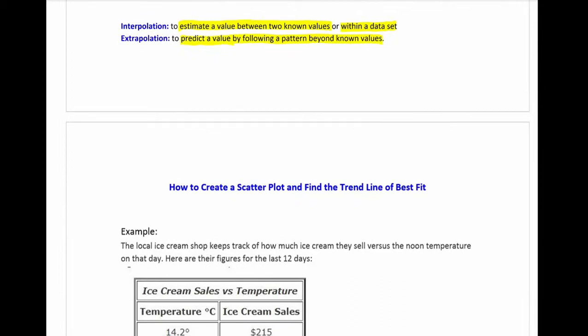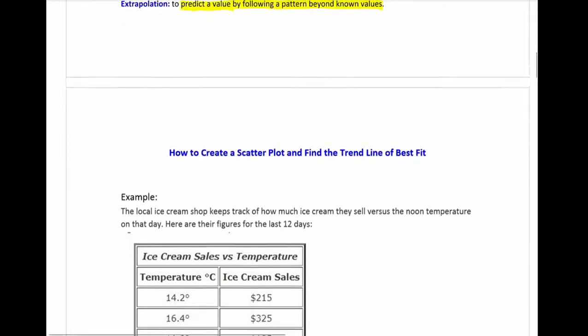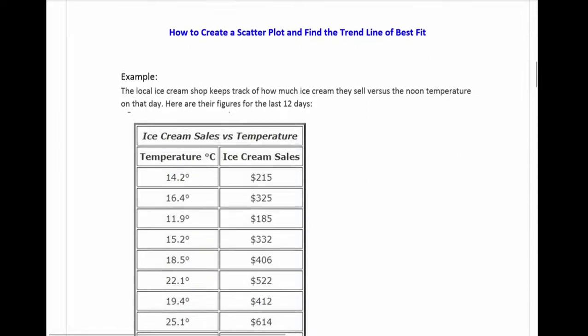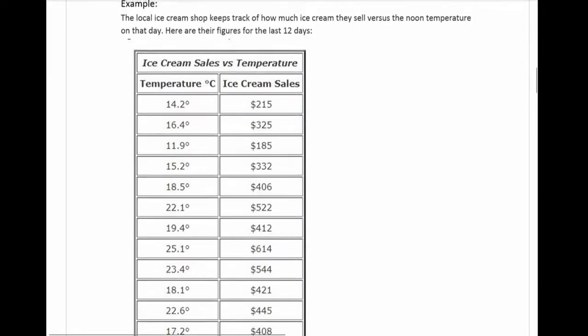The next thing we're going to look at is how to create a scatter plot and then find the trend line of best fit. So in this example, the scenario is that the local ice cream shop keeps track of how much ice cream they sell versus the noon temperature on that day. And here are their figures for the last 12 days.